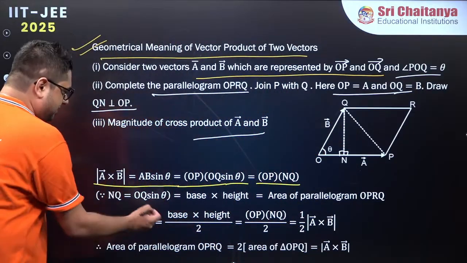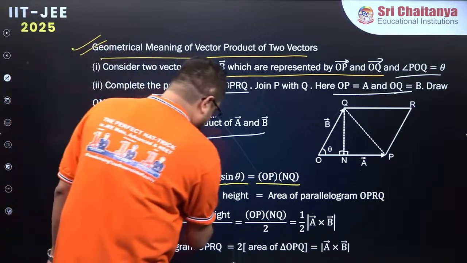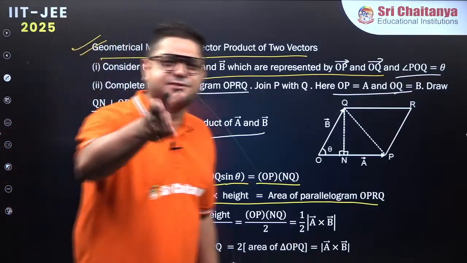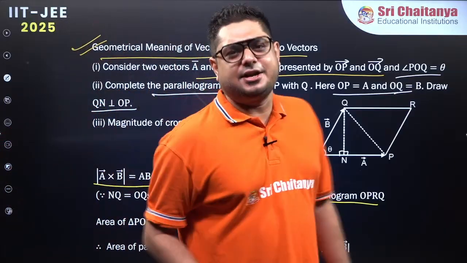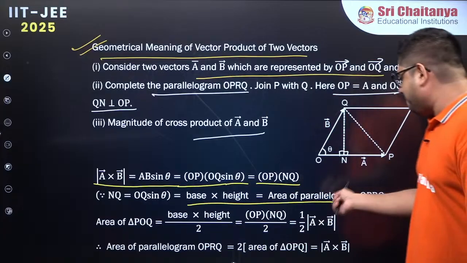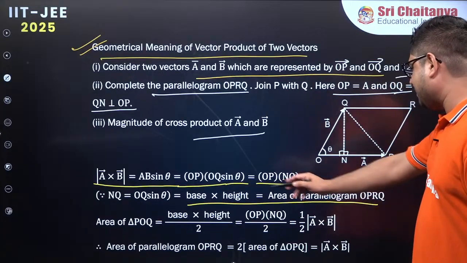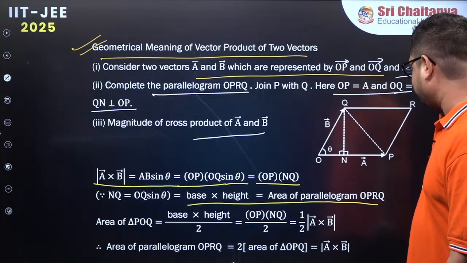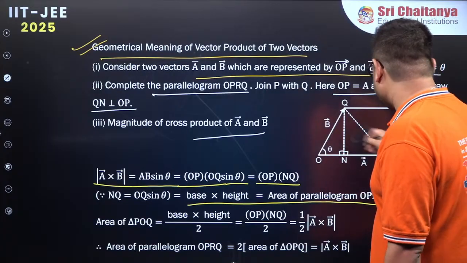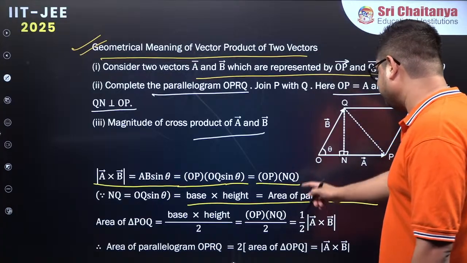So now you can say that the area of a parallelogram, you know, is base into height. Everyone knows the area of a parallelogram. You might have studied this in class 9 geometry itself, isn't it? So this is what is being given. So this is how you can find out the area of a parallelogram OPRQ, isn't it?